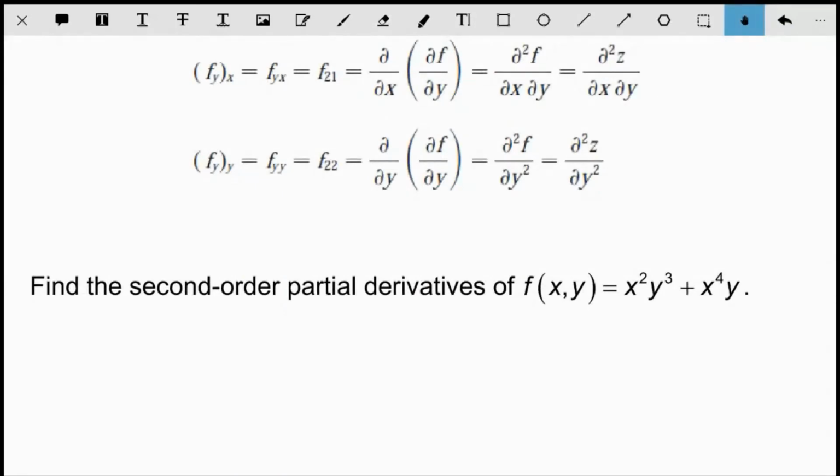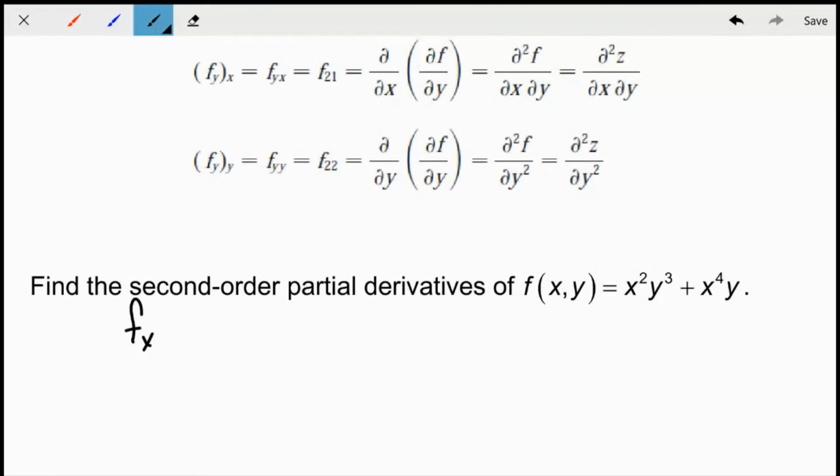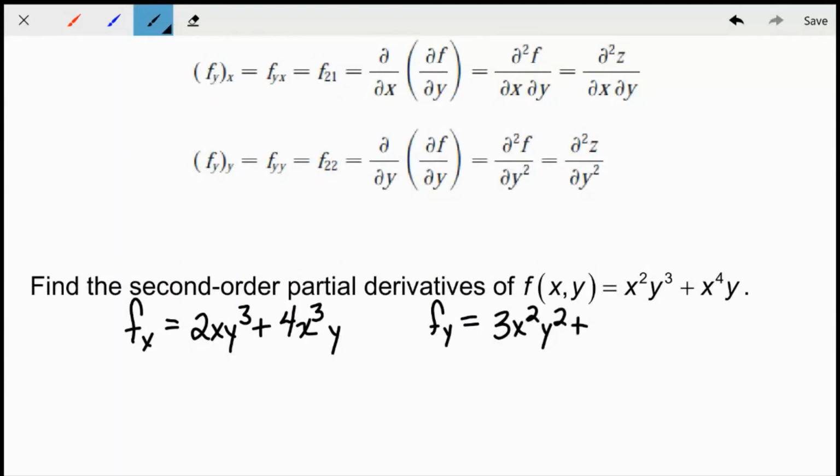Okay, so let's go through just a couple of quick examples of this. It says find the second order partial derivatives of this function. Okay, so when we have to find second partials, we always need to find our first partials first. So f_x here would just be 2xy cubed plus 4x cubed y. f_y here would be equal to 3x squared y squared plus x to the 4th. Okay, so those are our first partials.